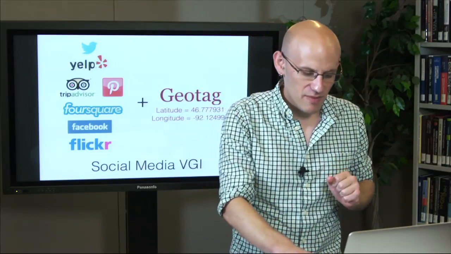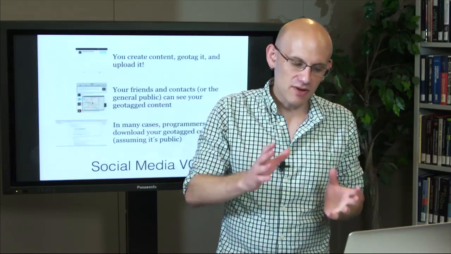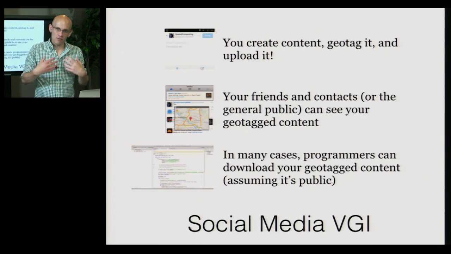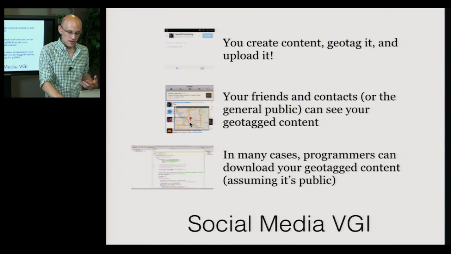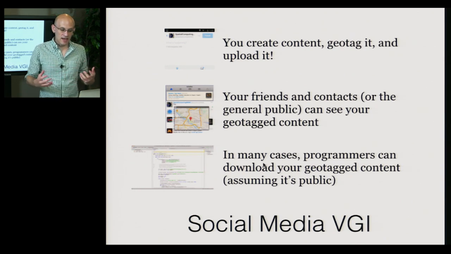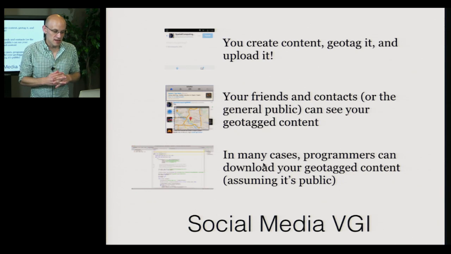I do want to pop up a bit to a higher level and just go over three high-level points in terms of how social media VGI works. There's basically a three-step process. You create content, you geotag it, and you upload it. Your friends and your contacts, or the general public, if you don't have things protected, can see your geotagged content, right? We saw that, for instance, over here with the Echophone app. And in many cases, programmers can download your geotagged content, assuming it's public.